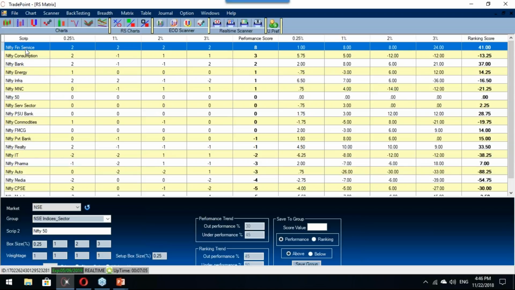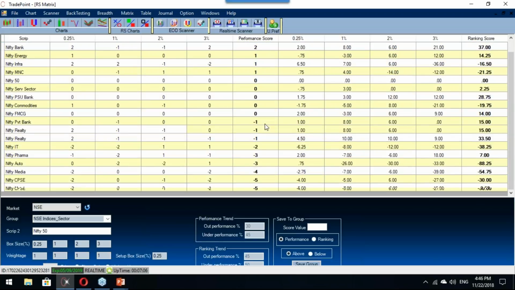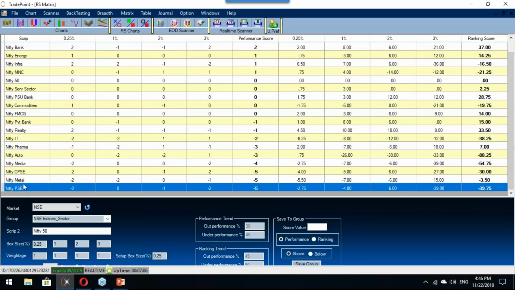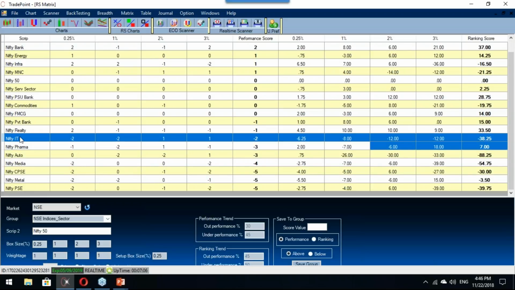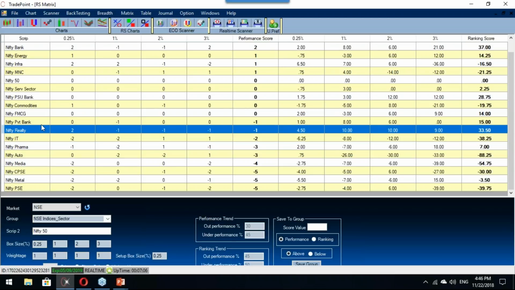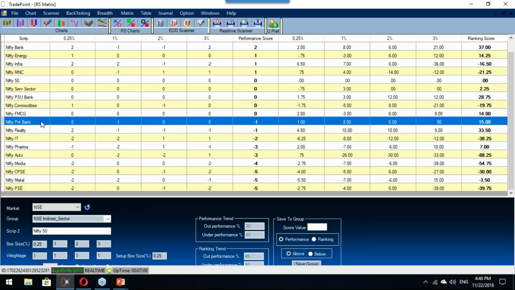So financial services is right at the top, and it's showing a lot of strength. And other than that, the rest of the pack doesn't give you too much confidence, right? So only the financial services sector has a score of +2 across all the box sizes. So everything else, you don't even have a decent enough positive score in the other sectors. And if you look at the bottom of the heap, you have PSE, metals, CPSE, auto is gone, pharma has turned very weak, IT, which was one of the leading sectors, has turned very weak, and realty, everything.